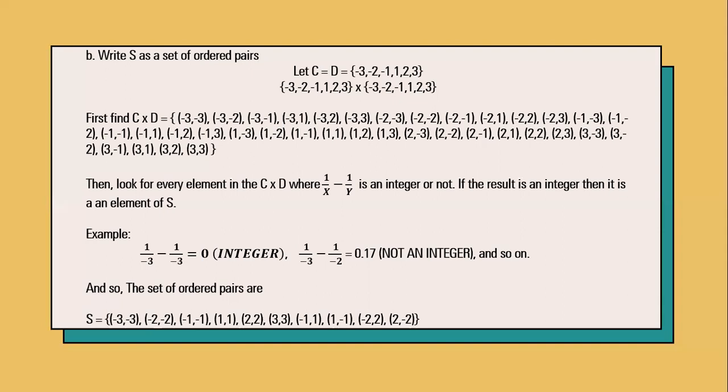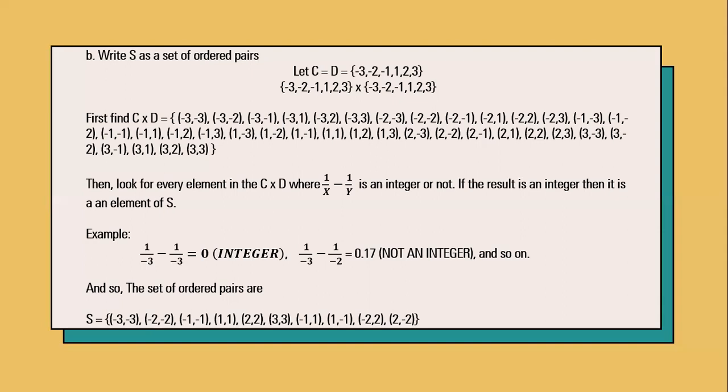So to do that, we just have to multiply set C to set D, which goes by negative 3 times negative 3, and we just pair them up. So negative 3 and negative 2, and then we just pair them up, and then negative 3 and negative 1, and then we just pair them up, and so on until we completed the cycle.